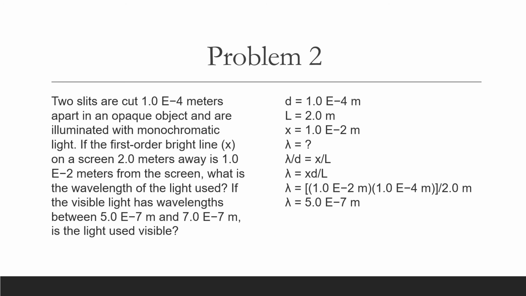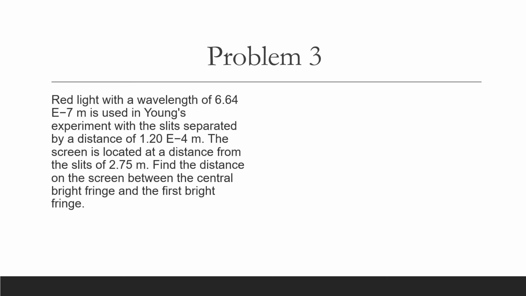Alright, and lastly, let's go back to the last question that was written down here. If the visible light has wavelengths between 5 e minus 7 meters and 7 e minus 7 meters, is the light used visible? The answer will be yes, it will actually be visible because it is between the ranges of visible light. Alright, so let's continue with problem number 3.